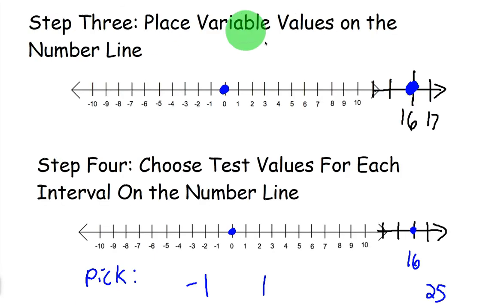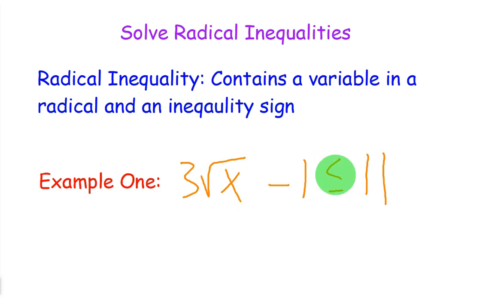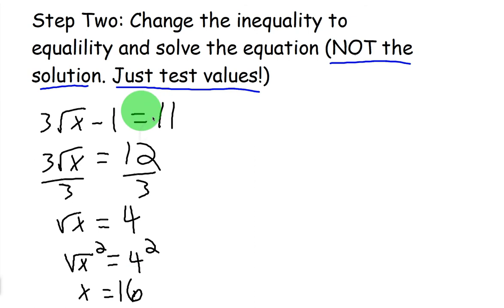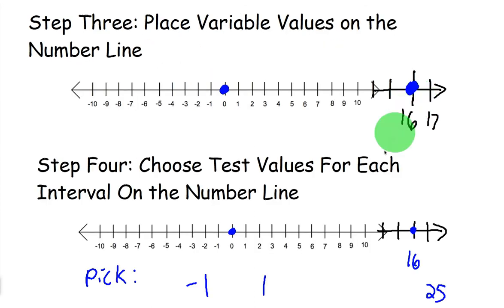Step 3, you're going to place those variable values on the number line. I'm going to put 0 on there, I'm going to put 16. Now why do I make them solid points and not holes? Let's talk about that. Well, x can be 0, right? You can take the square root of 0. That's fine, you just can't divide by 0. And also, this is less than or equal to, so when we solve this equation, it will include that value. So we're going to put a solid point on that as well.